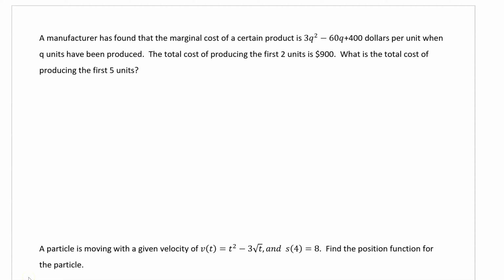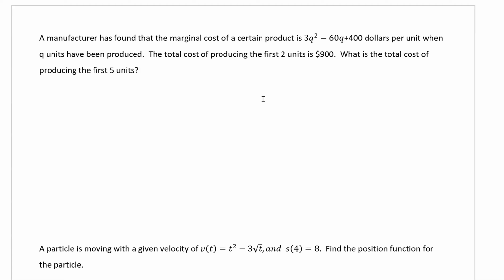Right, so here are some applications of it. A manufacturer has found that the marginal cost of a certain product is given by this. So this is our rate of change in cost per unit when Q units have been produced. The total cost of producing the first 2 units is $900. What is the total cost of producing the first 5 units?